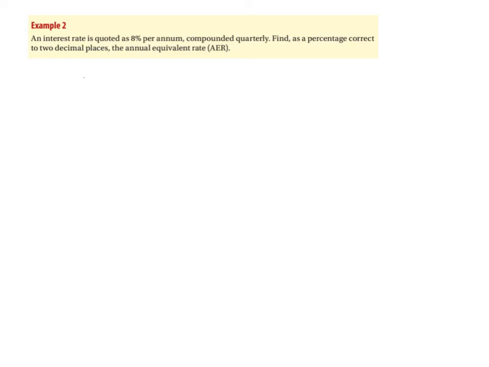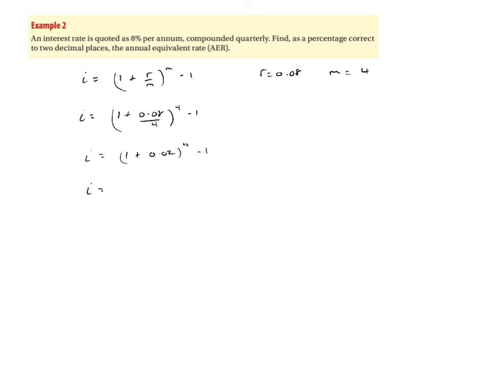So let's just write down what that formula was. It's I is equal to 1 plus R over M, to the power of M, minus 1. We know that the rate R is equal to 0.08. We know that M is equal to 4, and we just stick it through the formula. So I is equal to 1 plus 0.08 over 4, to the power of 4, minus 1. I is equal to 1 plus 0.02, to the power of 4, minus 1. I is equal to 1.02 to the power of 4 minus 1.